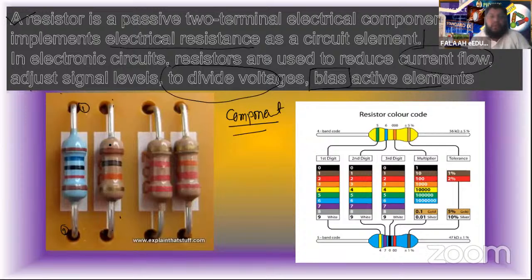Now what is this color coding? This color coding is there for understanding the resistance capacity. What is the capacity of this resistance? How does it resist? So this is the color coding. By that way we understand. Any electrician, or anyone who is going to repair or design these circuits, can understand it properly with these color codes. These color codes are for understanding the capacity or type of the resistor.